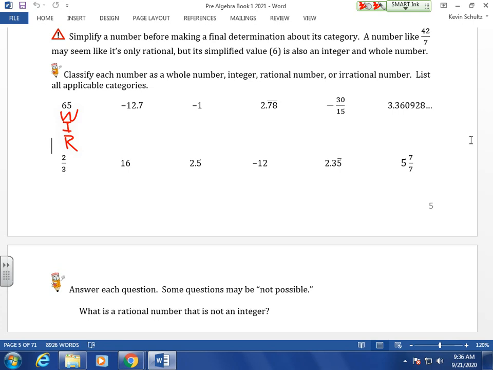Negative 12.7. Is negative 12.7 a whole number? No. Why not? Because it's a decimal. Very good. Is it an integer? No, it is not. Why not? Because it's a decimal. Is it rational? Yes. Why? Because the decimal ends. So you would not write whole, you would not write integer, you would just write rational.